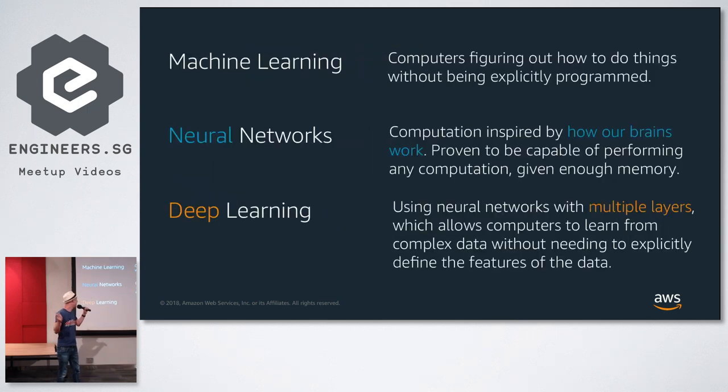So machine learning sits at the top. You know what that is now. Under machine learning, there's a technology called neural networks, right? Neural networks are just an application of a way to do computing that's inspired by how our brains work. It's not exactly the same, but it follows a similar model. What's cool about neural networks is that a lot of really smart people in the field have proven that given enough computational power, given enough memory, there is nothing you cannot compute with a neural network style, right?